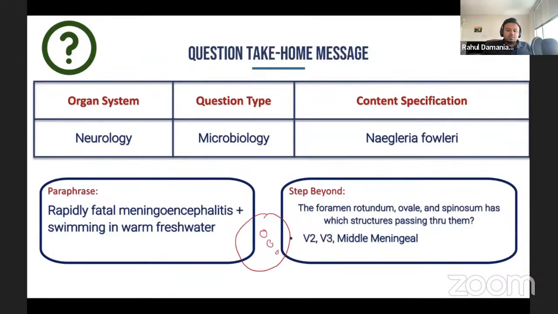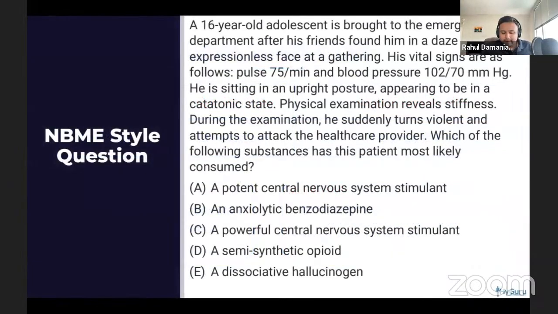ovale is going to have V3, or the mandibular division of the trigeminal nerve. And then the foramen spinosum is going to have the middle meningeal artery, and damage to the middle meningeal can cause you to have an epidural hematoma. And that's super high yield for you to know. All right.